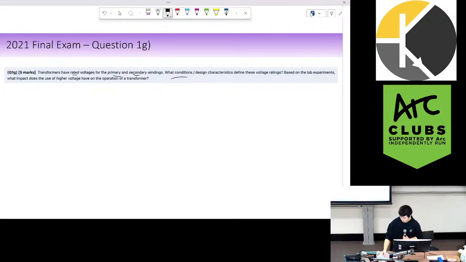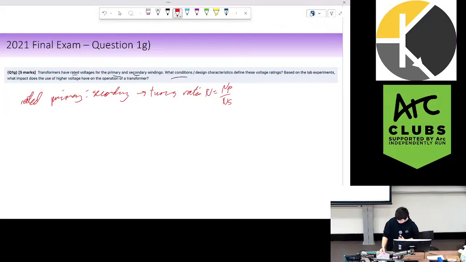First notes on the conditions on them is, okay, rated secondary equals rated primary to secondary, which comes from our turns ratio. So, with that in mind, that is our first condition, turns ratio.